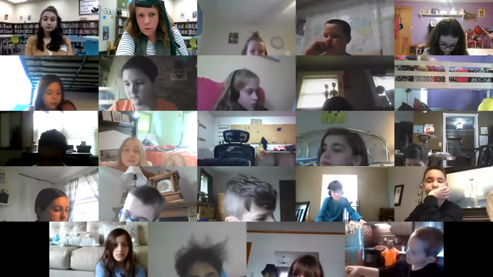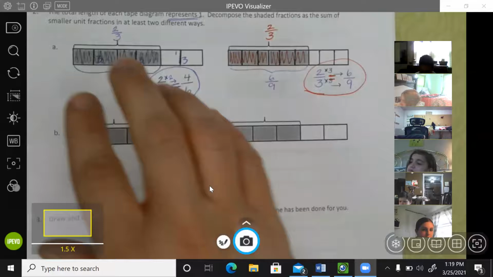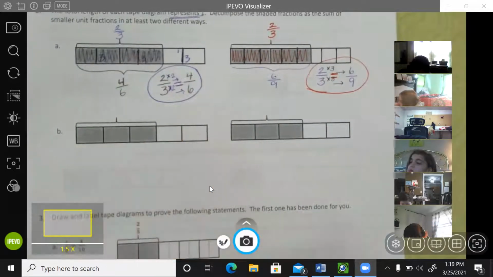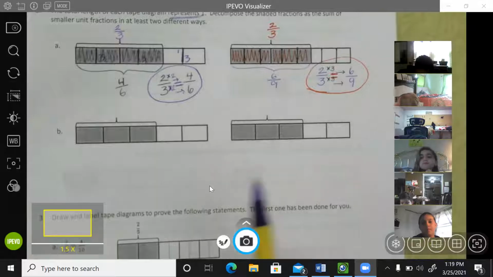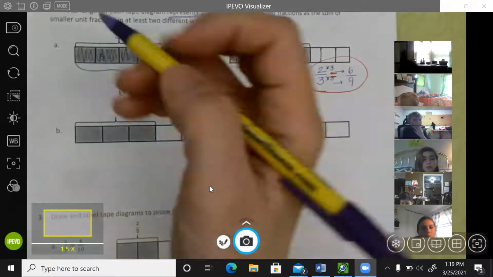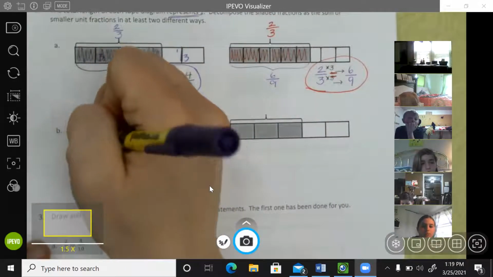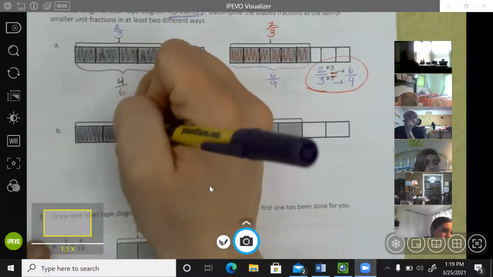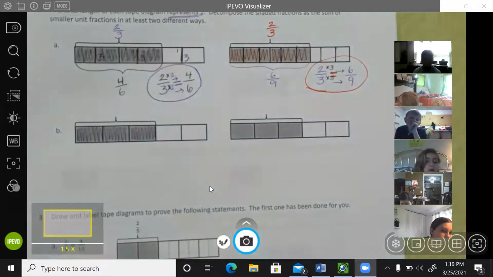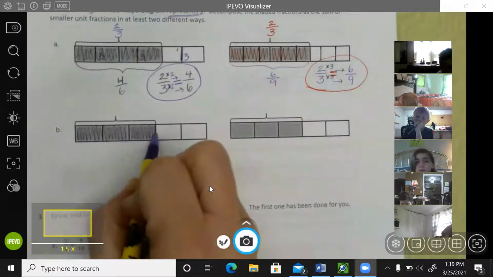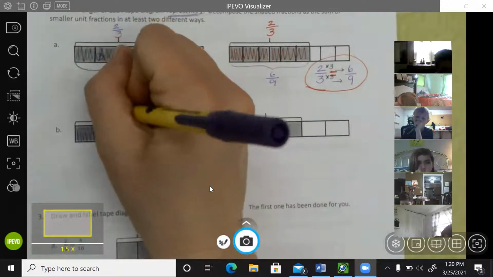Okay, let's go ahead and skip down. Let's try letter B. Okay, so letter B, let's look at this fraction. Remember, this is our whole. So Maria Dinkle, what fraction does this purple shading represent? 3/5. So we have 3 purple out of 5. So you're correct, 3/5.